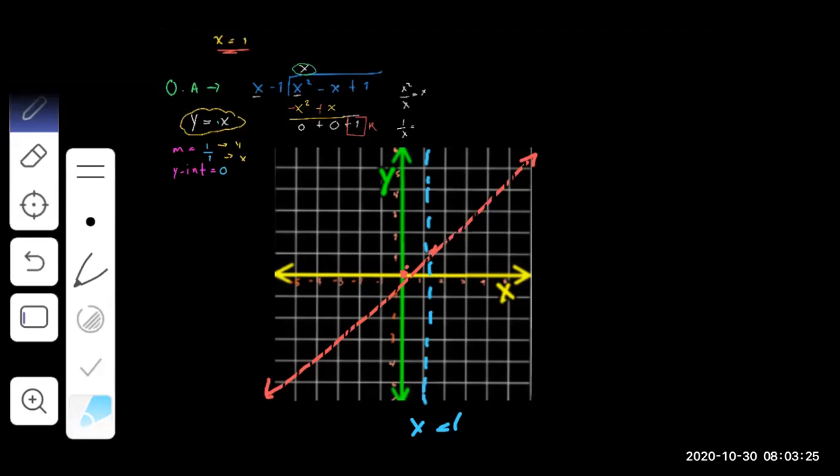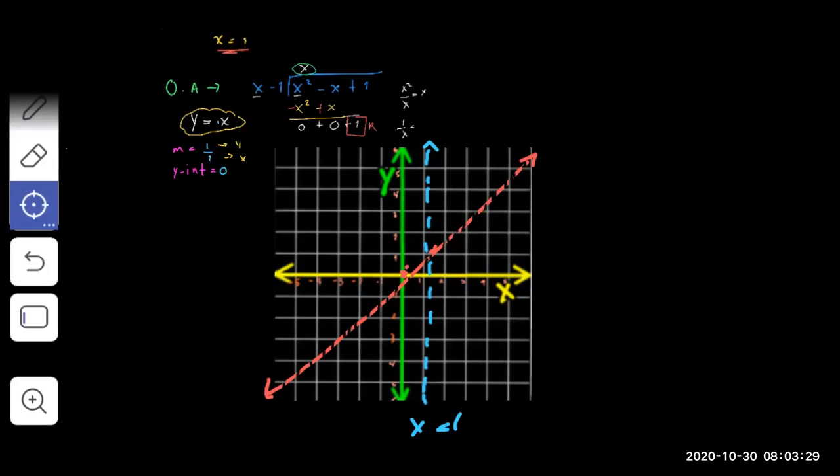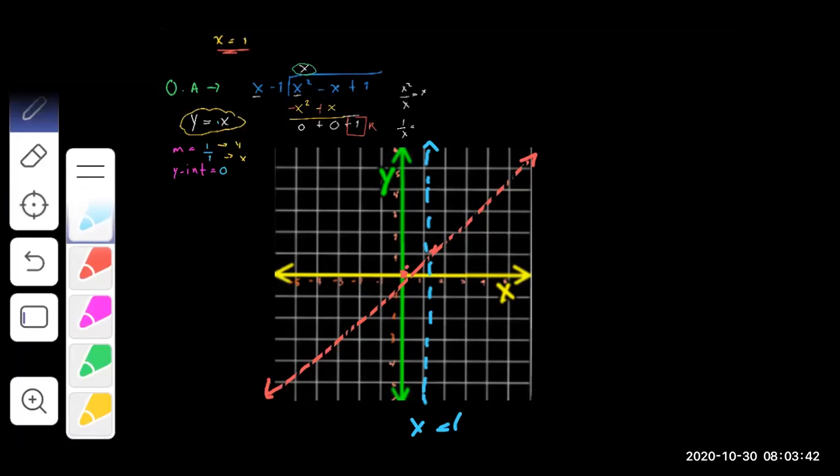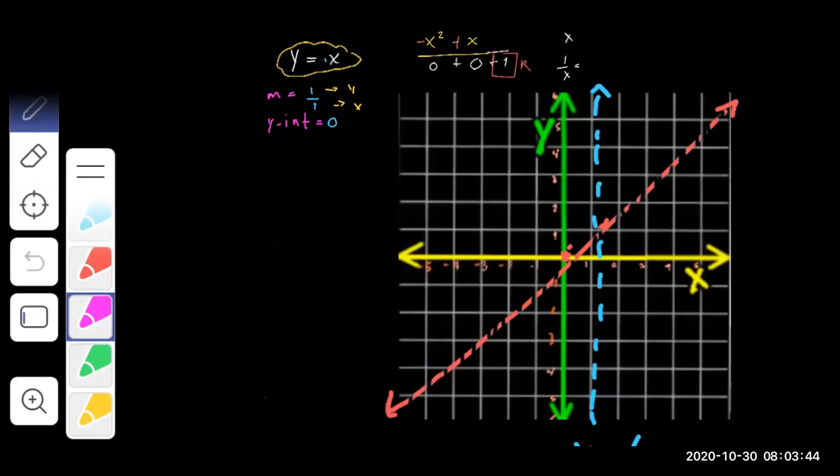With this information, we are capable of making a table. And what we're going to do again, this is the same, guys: you focus on the vertical asymptote. How many values? You're going to take two values to the left and two to the right of the vertical asymptote. Okay, let's zoom in here.